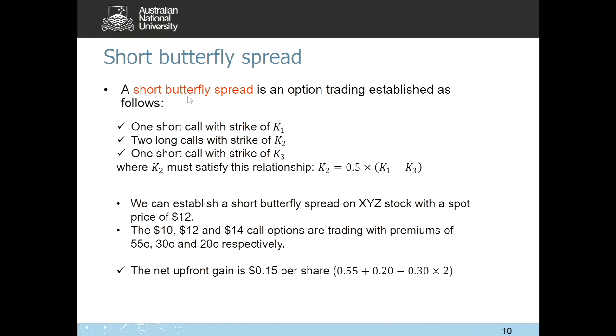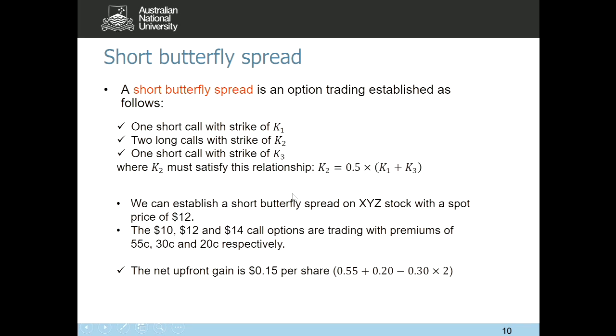First of all, we're going to short a call option with the lower strike price, K1. Then we're going to short another call option with the higher strike price, K3. Then we're going to long two call options with strike price K2. But we're going to cleverly choose K2 so that it is right in the middle of K1 and K3. To be more precise, K2 has to satisfy this relationship: K1 plus K3, divided by 2, gives us K2. That's the strike price in the middle, and we long two call options with strike price K2.